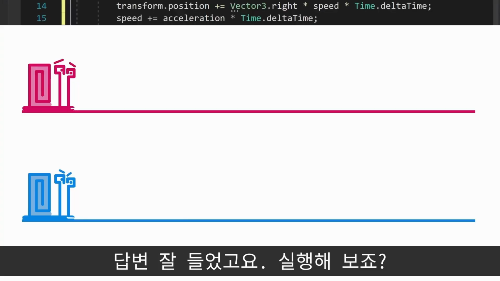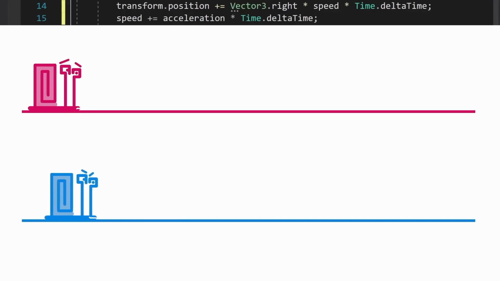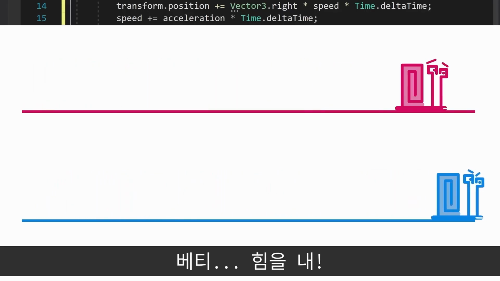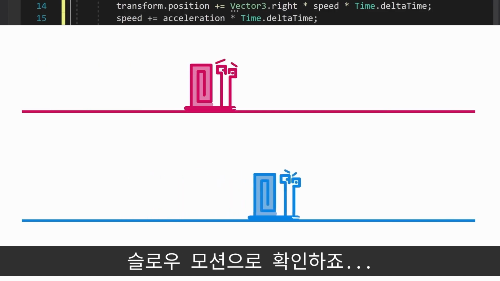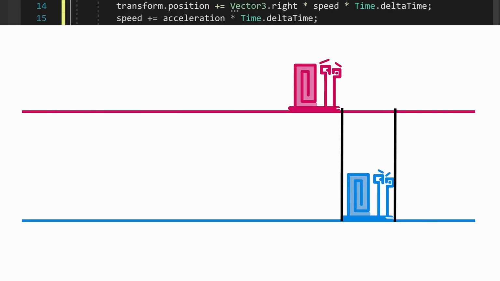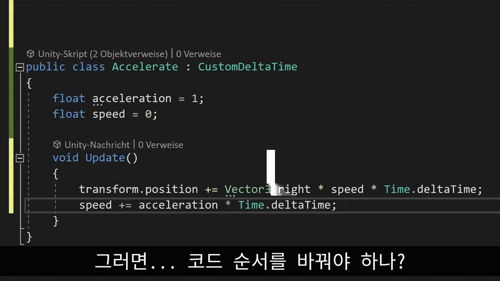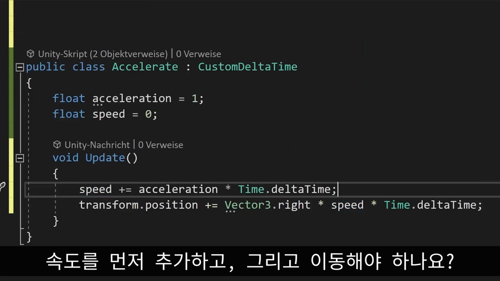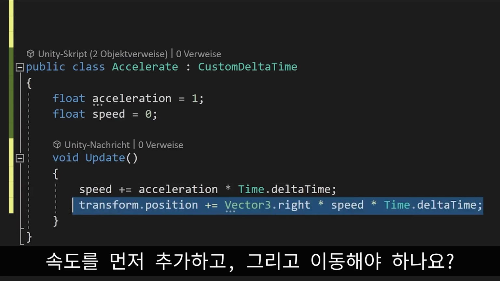Okay, I loaded a new solution. Let's try it out. And uh-oh, Betty, hurry up. Let's check this out in slow motion, where Betty updates to... she's too short. Okay, then I guess we have to move this before. So first we add something to our speed, and then we use that speed to accelerate ourselves forwards.